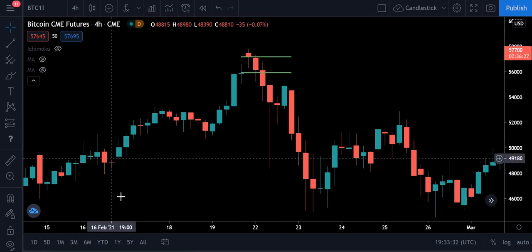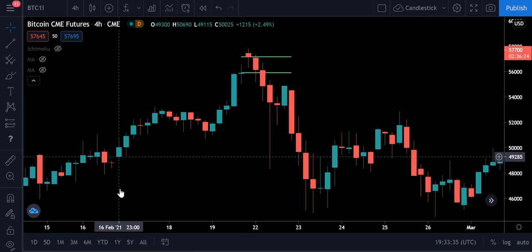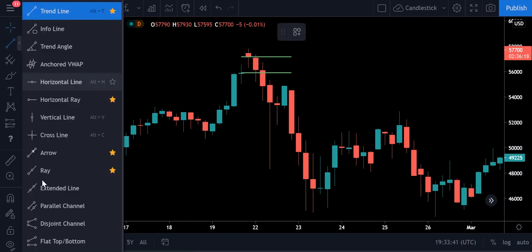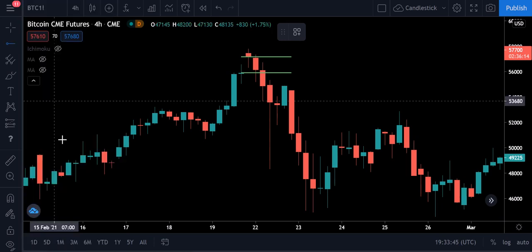Here's another one, I think, 16th. No, it's not. I don't know why there's a gap there, but it's filled. You can see that the gap is filled. I don't know why gaps form sometimes. Sometimes there is a reason. I just don't understand why it's there. You know what I mean?